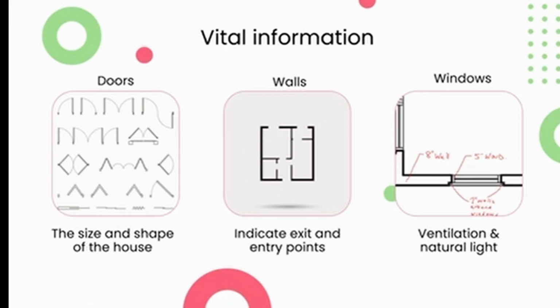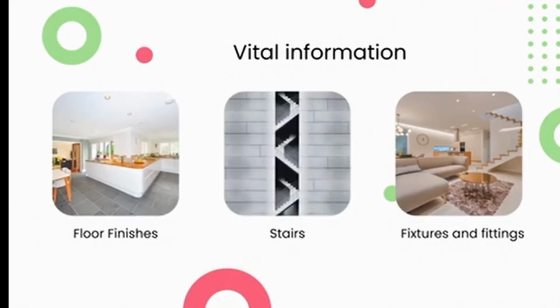So if you have a look on your screen in the windows block, we can see there's a wall and then a clear indication of the window. It's an unfilled block. Next, we need to add our floor finishes, any sort of stairs or floor finish changes in level, and then our fixtures and fittings.